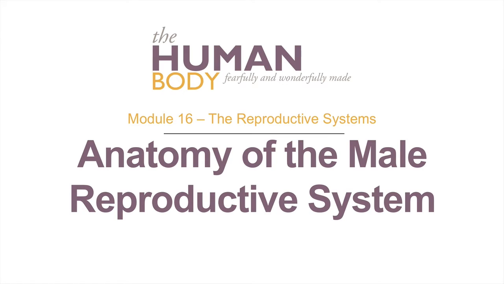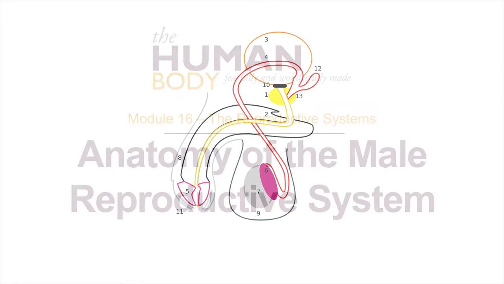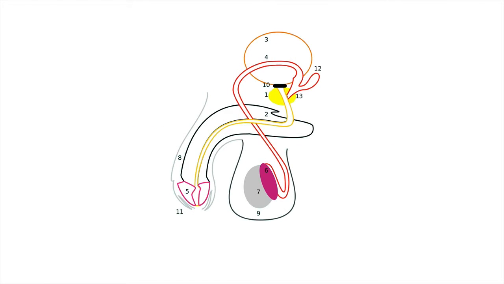Module 16, the reproductive systems. Anatomy of the male reproductive system. Because the male and female reproductive systems are different from one another, I will be going over the anatomy and physiology of these systems separately. Let's first look at the male reproductive system.